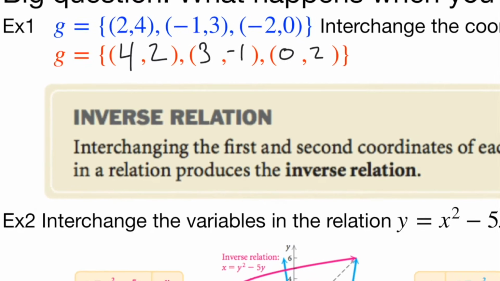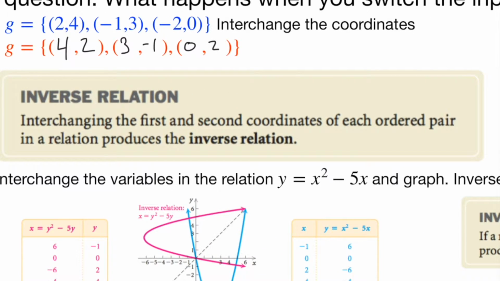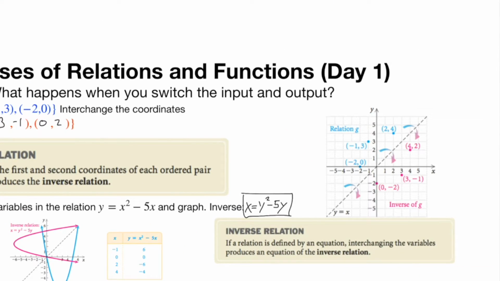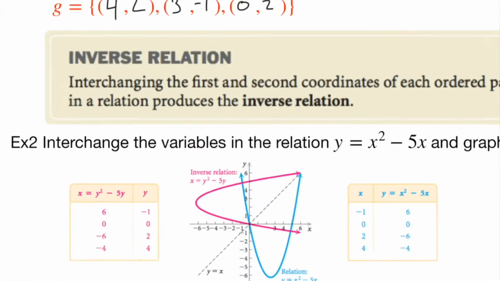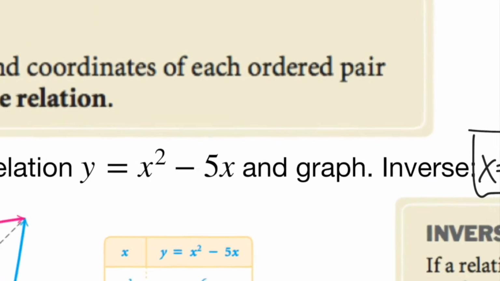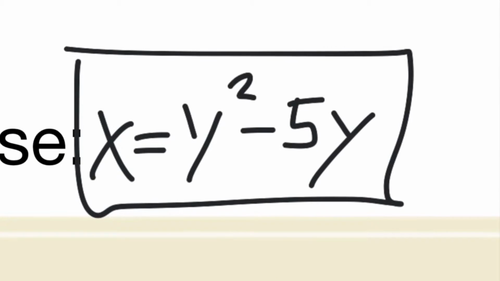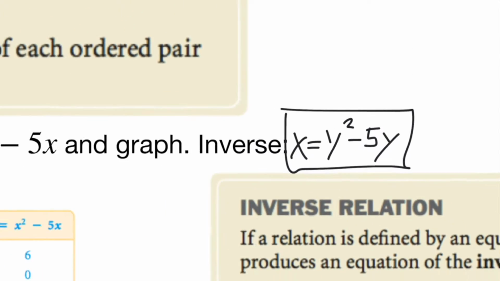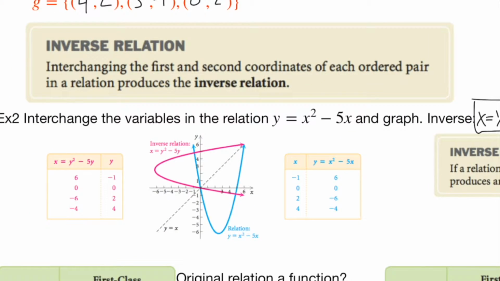That's an inverse relation. Interchanging the first and second coordinates of each ordered pair in a relation produces the inverse relation. We'll call that the inverse. And here's what happens if you do it with an equation. If you interchange the variables in a relation, y equals x squared minus 5x becomes x equals y squared minus 5y. Just changing the x's and the y's, putting them in different spots. Wherever you see the x, put a y, and wherever you see the y, put an x. So we've got this inverse relation going on.